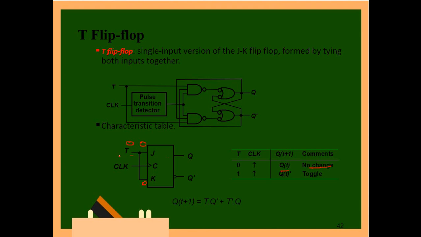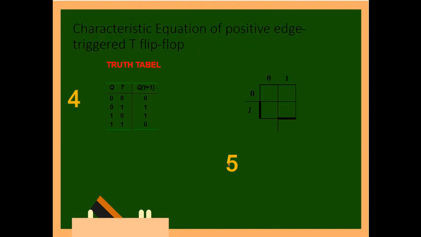When you take T is 1, J is 1 and K is also 1, both are 1, it acts as the opposite, so it is toggle. So in this condition we can say that T is 0, same value; T is 1, toggle. So it purely depends upon the previous value. So if you go with the characteristic equation, first take the truth table.